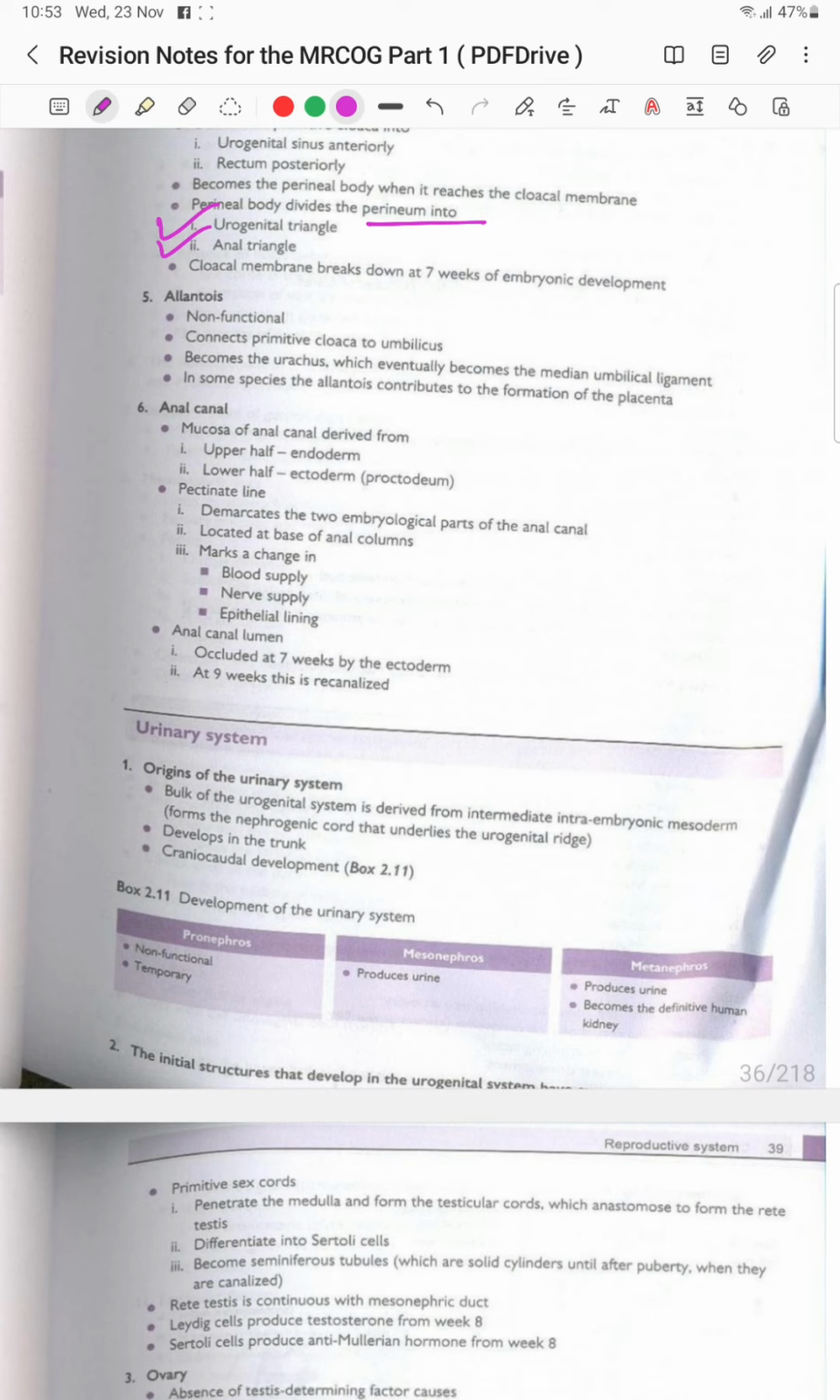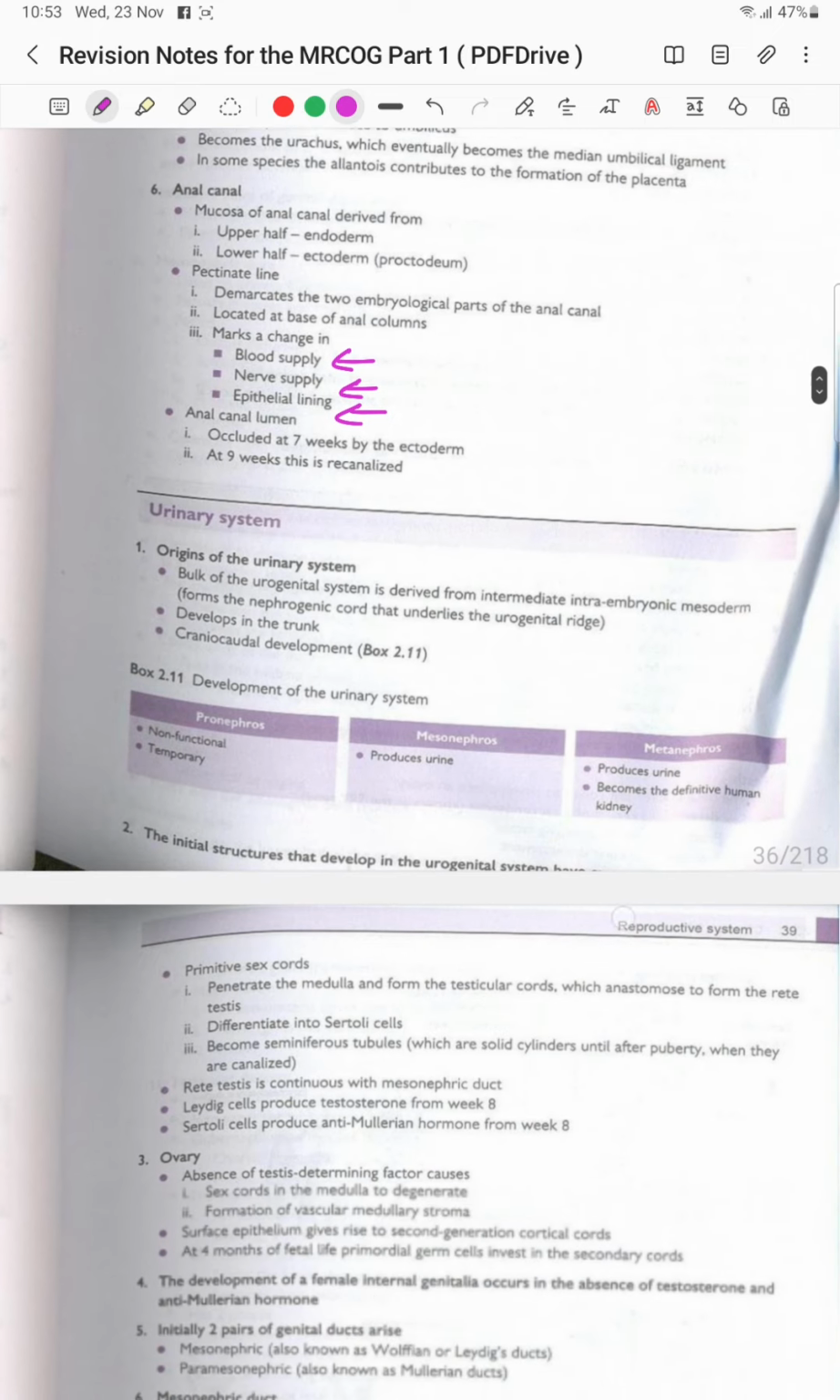Anal canal: the mucosa of the anal canal derives from endoderm in the upper half and ectoderm in the lower half. The pectinate line demarcates the two embryological parts of the anal canal, and is located at the base of the anal columns. It marks a change in the blood supply, nerve supply and epithelial lining. The anal canal lumen is occluded at 7 weeks by ectoderm. At 9 weeks this is recanalized.